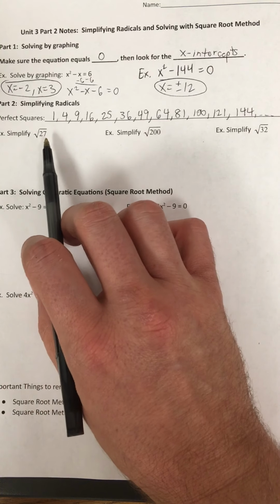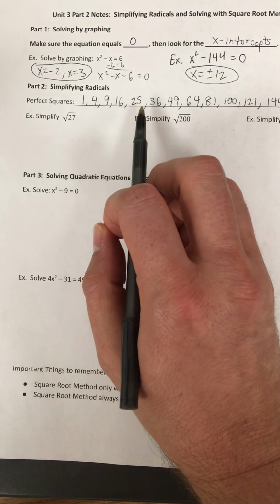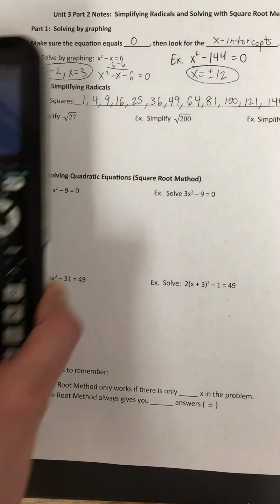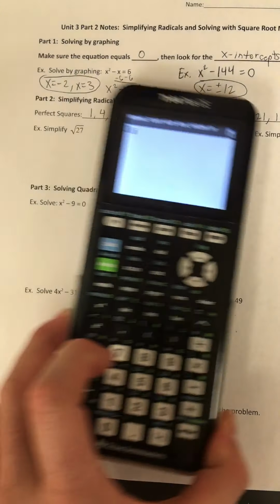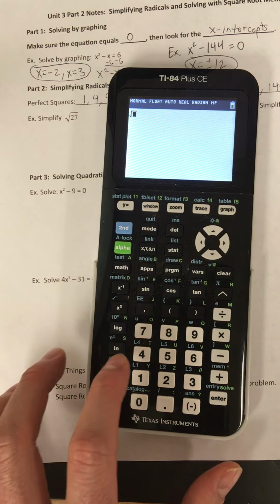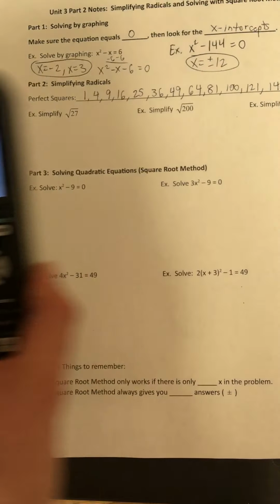So if I needed to know the square root of 27, now 27 is not a perfect square number. In fact, if you try to type that in your calculator, if you type the second square root button, 27, it's going to be a decimal number. I don't want that decimal number. All right, I want an exact answer. I want to simplify that.